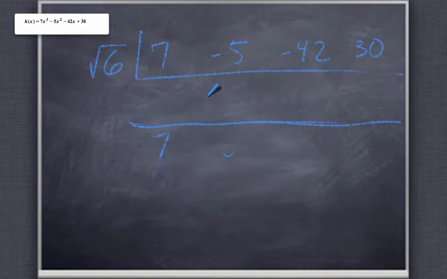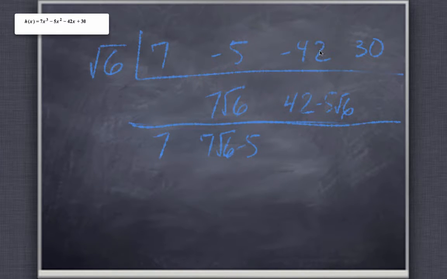Bring down the 7. 7 root 6. This is very strange. 7 root 6 minus 5. Up here I need to put 7 root 6 minus 5 times root 6. So 7 root 6 times root 6 is 7 times 6, which is 42. This is minus 5 root 6.